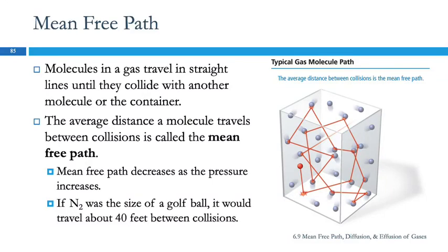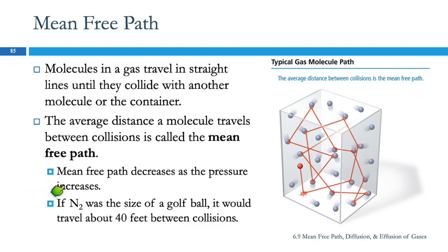Mean free path. So we've been talking about how molecules travel in a straight line until they run into something. The average distance that a molecule can travel before it runs into something is called its mean free path. Mean here does not mean that it's unpleasant or cruel or anything. It's just more like average, right? Median. So the average free path.